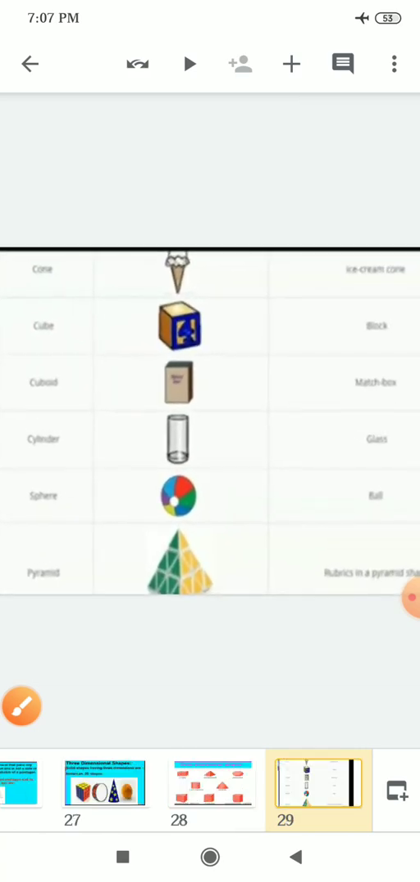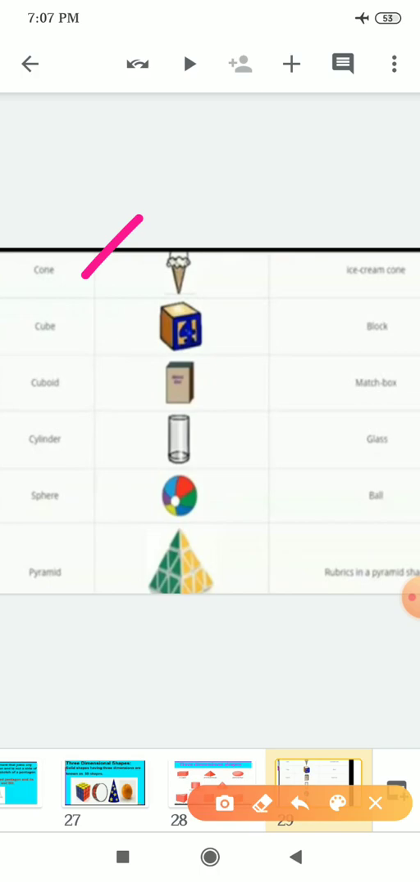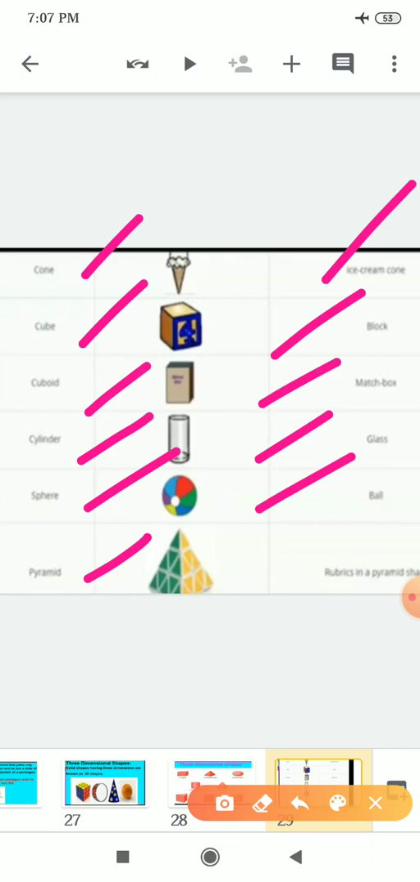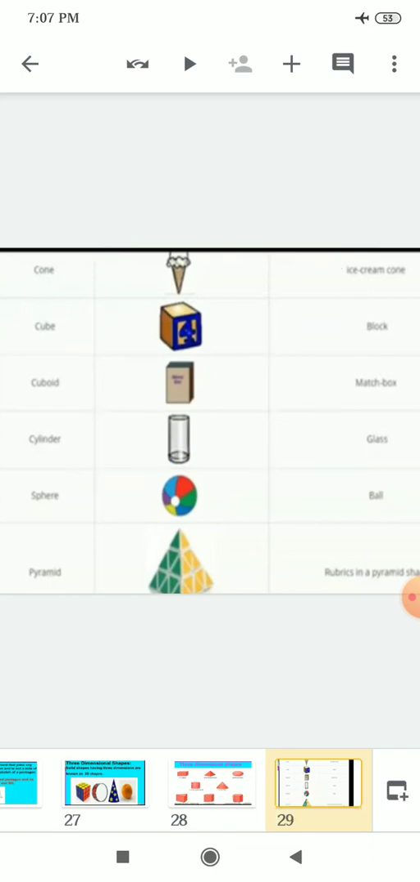We have cone, the shape of an ice cream. Cube is the shape of a block, or you can have a dice also. Cuboid is the shape of a matchbox, or you can say a textbook. Cylinder, the shape of a glass. Sphere, a ball shape. Pyramid, this is the shape of a pyramid.